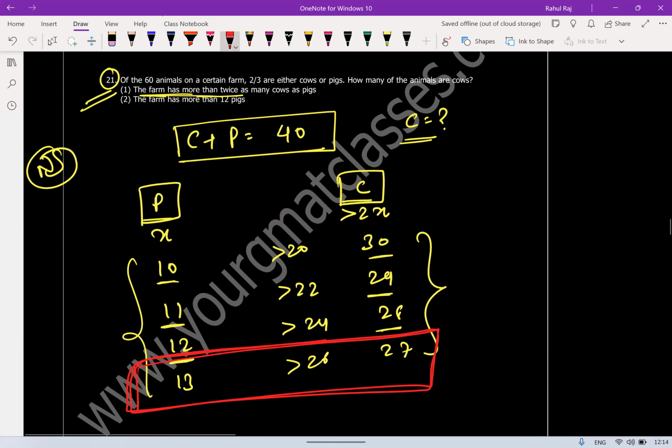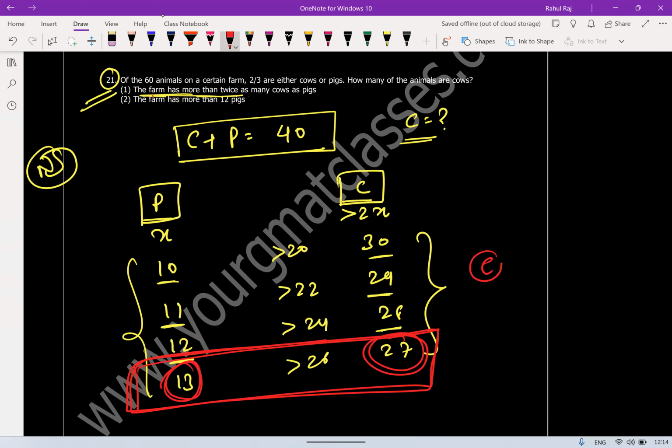Because you have to satisfy statement number 1. You have to satisfy statement number 2. The farm has more than 12 pigs. It means 13 pigs. And also you have to satisfy statement number 1. The farm has more than twice as many cows, 13 and 27. Because if you do 14 and 26, 26 is not greater than twice the 14, that is 28. So this is going to C, the right answer.